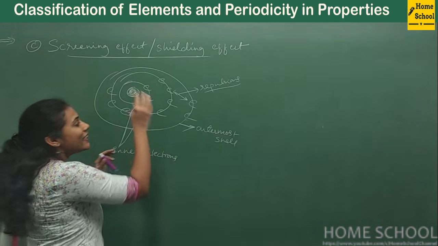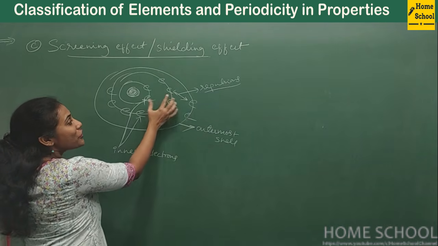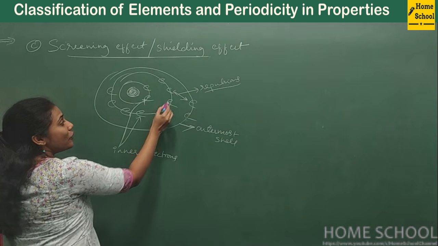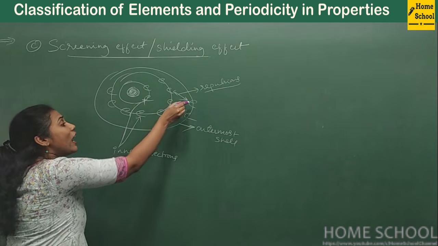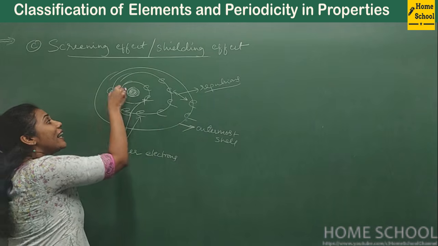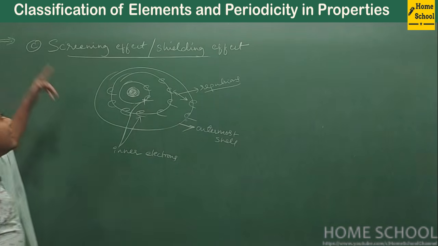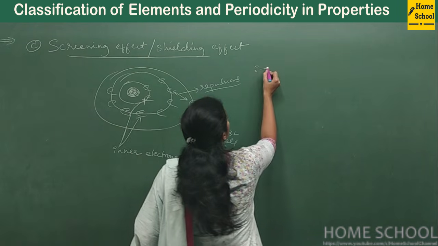So you know what, the same thing, electron, both negative charge, so you would observe more repulsion, and these inner electrons will not allow outer electron to get attraction from nucleus. That is what we mean by screening effect or shielding effect. Let me write it here.